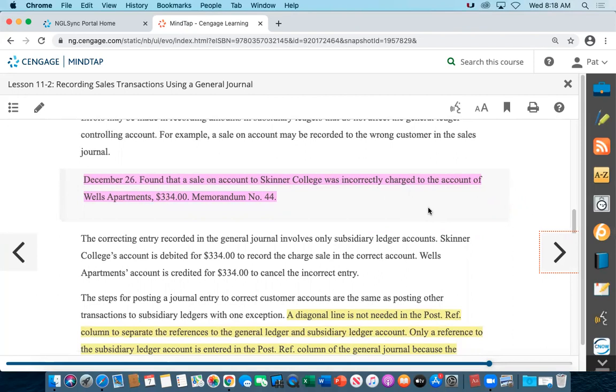So if Wells is our account receivable, and if we put $500 in here that wasn't supposed to be, and it was supposed to actually be in Skinner, and we don't have anything in Skinner, we got to get rid of this $500 to get these guys back. So we're going to have to credit it, and then we're going to have to debit Skinner to get it back to normal, because this is sales accounts receivable. That's what we'll have to do.